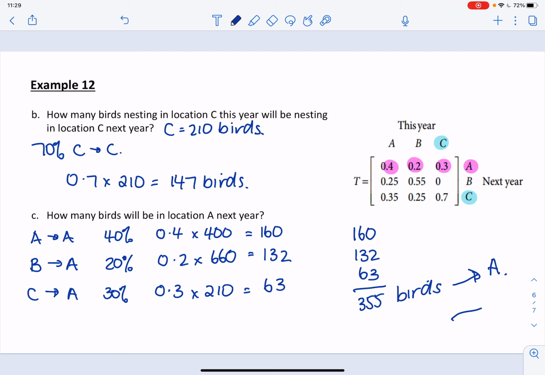So just running through that again, to find what ends up in location A, we look at the row A, and we find 40% of A, 20% of B, and 30% of C will migrate to location A next year.